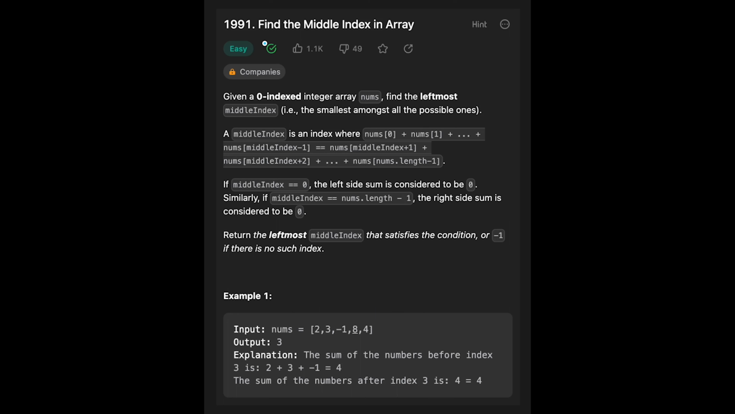Hey everyone, today we are going to solve the LeetCode question, Find the Middle Index in Array. You are given a 0-indexed integer array nums, find the leftmost middle index. So let's see the example.